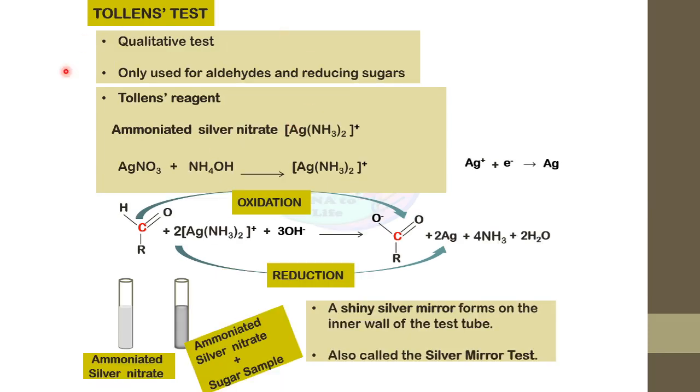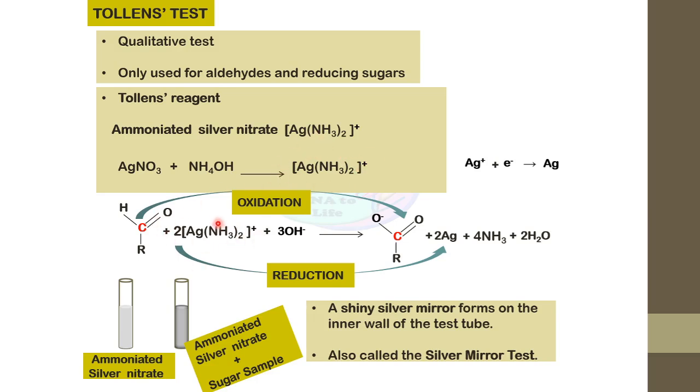Next one is the Tollens test. This is also a qualitative test, and it is also used for aldehydes and reducing sugars, and also for alpha hydroxyketones, as we already looked at in the case of fructose. Here we use the Tollens reagent. What is it? It is ammoniated silver nitrate. How is it formed? When silver nitrate reacts with ammonium hydroxide, it forms ammoniated silver nitrate.